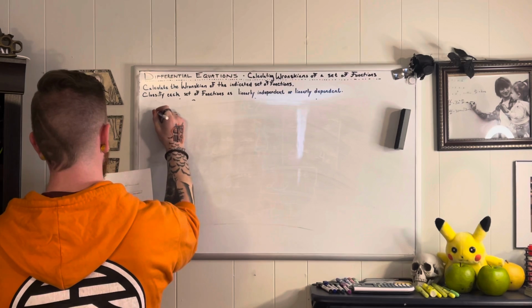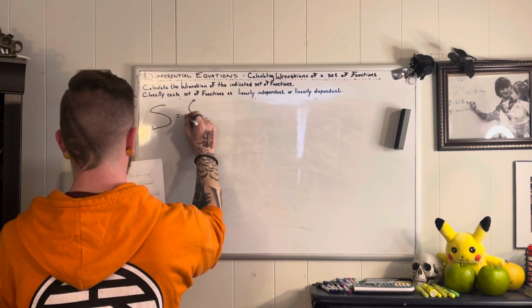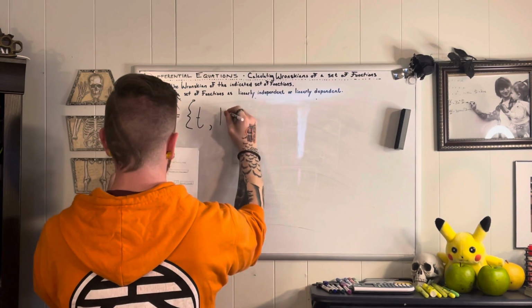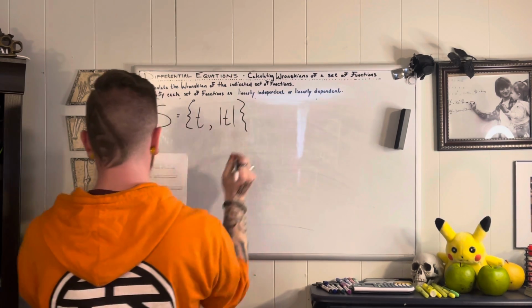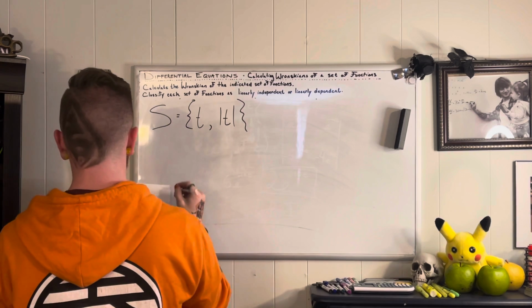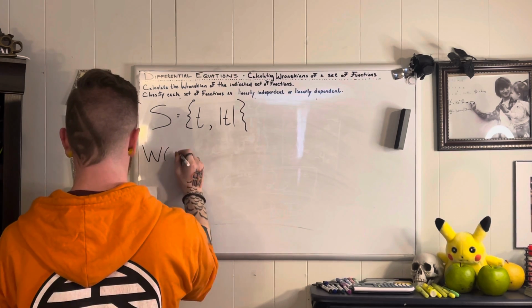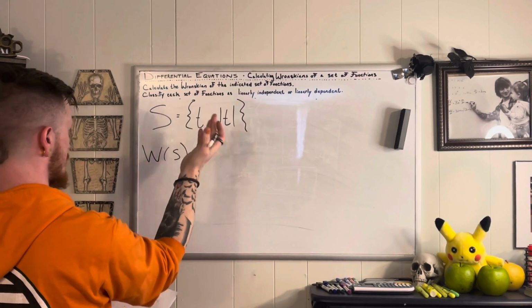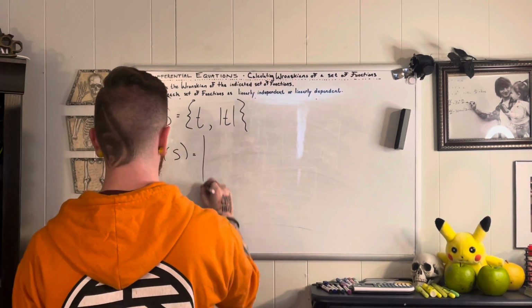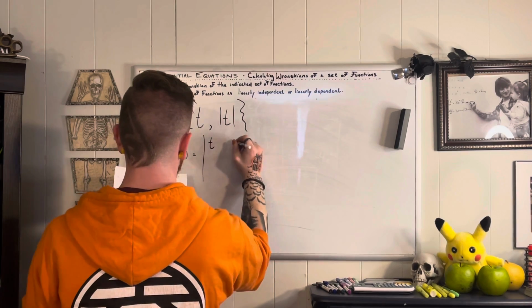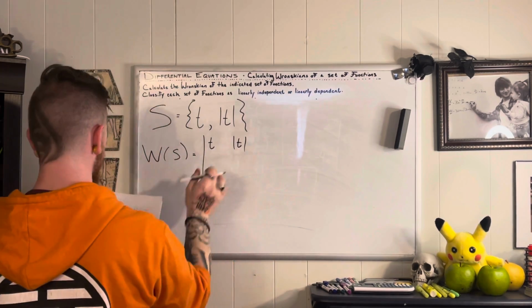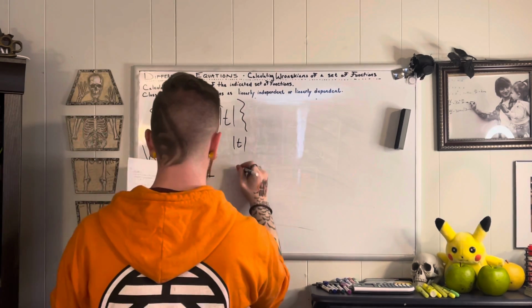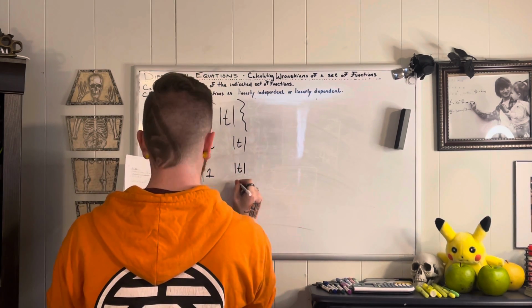Finally, we have the set of functions S with the function t and the absolute value of t. So, in this case, the Wronskian of S, which is equal to the Wronskian of the set of functions t, absolute value of t, will be computed by taking the determinant with elements t, absolute value of t, and then their derivatives beneath them. The derivative of t is 1. The derivative of the absolute value function is the absolute value of t divided by t.